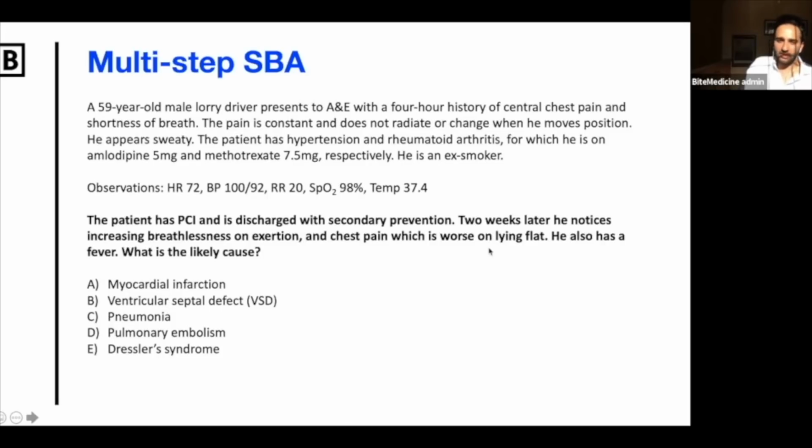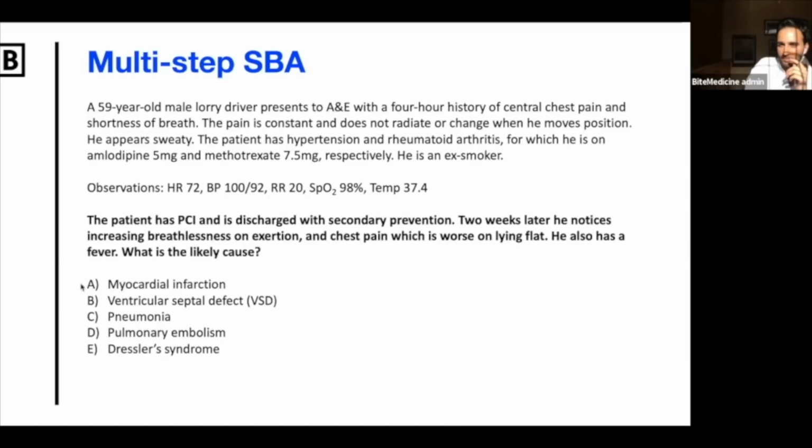So back to our multi-step SBA, back with the same patient. You diagnosed them, you've managed them, he's had PCI now, and he's been discharged with secondary prevention. Two weeks later, he's got increasing breathlessness on exertion, chest pain lying flat, and has a fever. Lots of E's, E. Good.